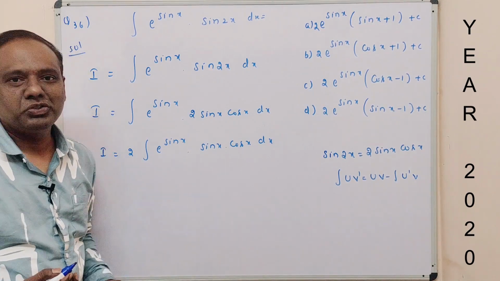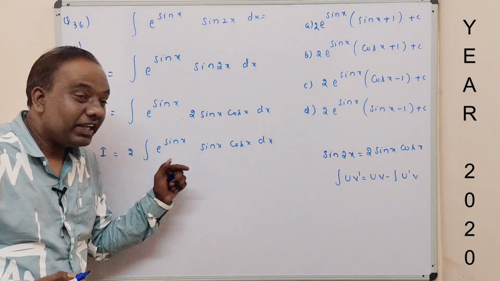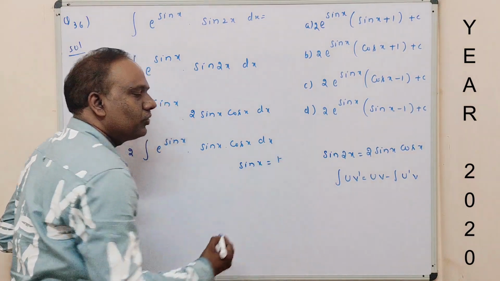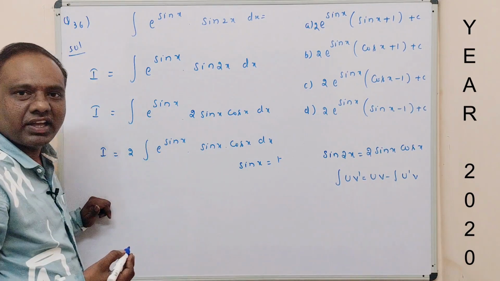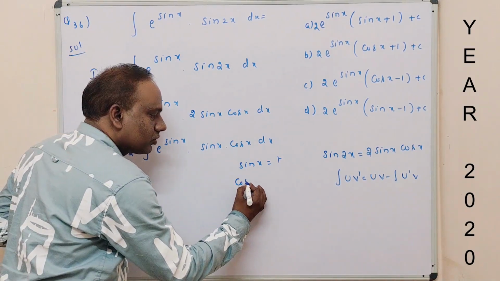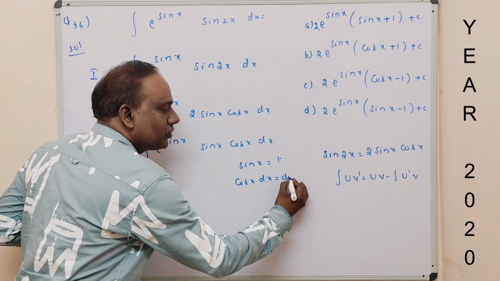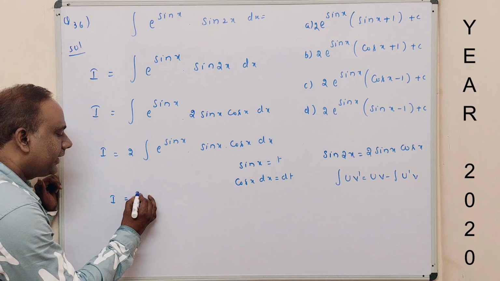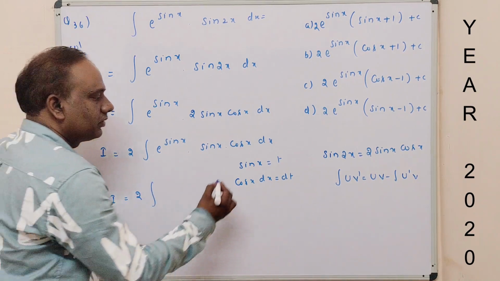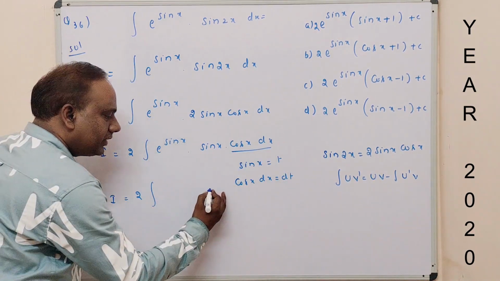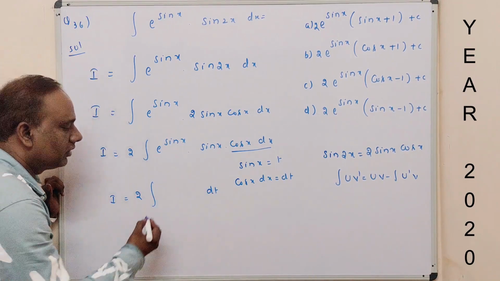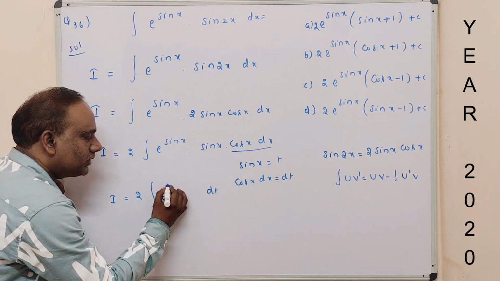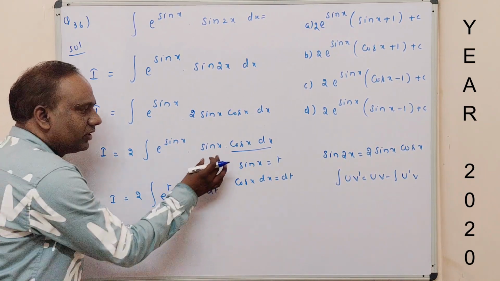Now it is actually the substitution method. Here you take sin x is equal to t. So sin x is equal to t means the differentiation of sin x is cos x, so cos x into dx is equal to dt. Now we substitute here. I is equal to 2 into, here cos x into dx is dt, and here the remaining is e power sin x. Now sin x is equal to t.